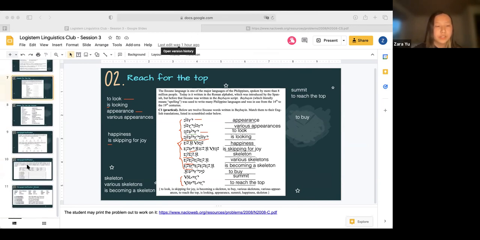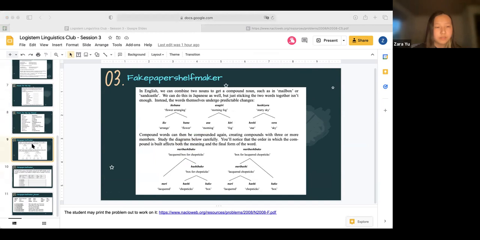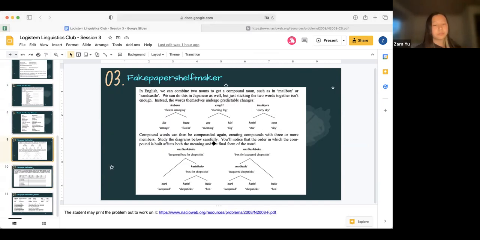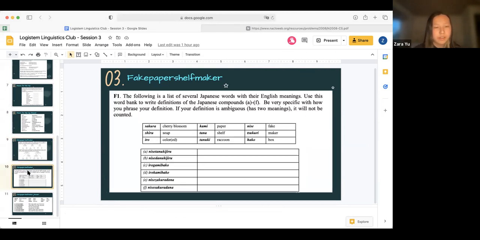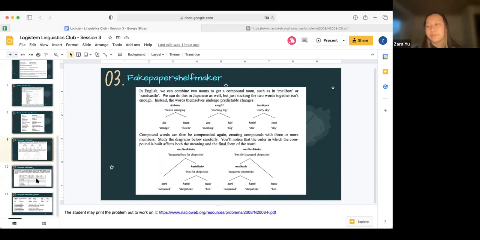So you can look at the last problem on the slides, number 3. It basically has to do with Japanese in relation to English, so this could interest you. And if you want to try this problem, it's here with the full problem down here. So you can fill this out and then look at the answer here and see if you get it right.